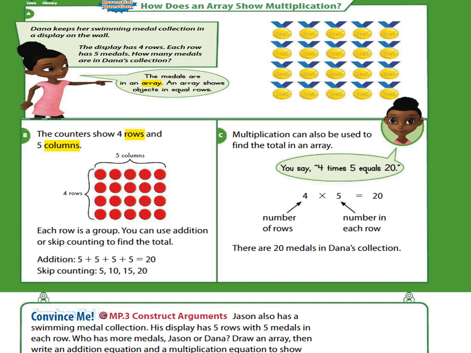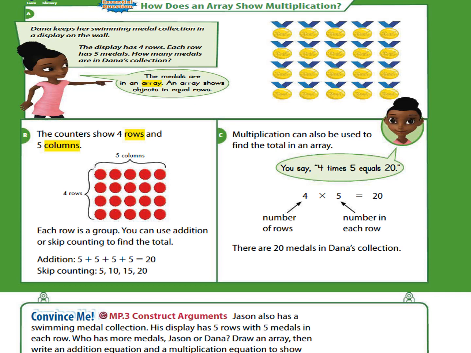Before drawing or writing, you can say whether 4 rows of 5 or 5 rows of 5 is more. Which is more? 4 rows of 5 or 5 rows of 5? Sure, 5 rows of 5. So, Jason has more medals.